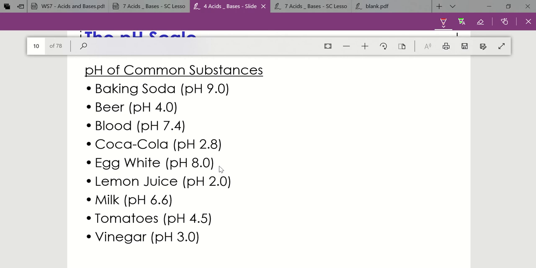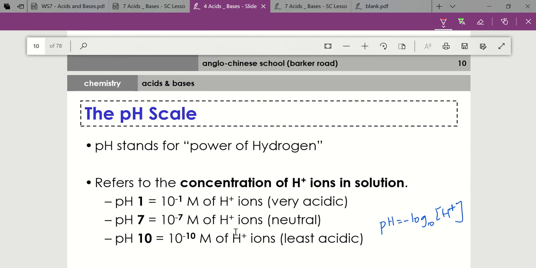Egg whites are actually acidic. That's interesting. Sorry, egg whites are alkaline, basic. So that's a bit interesting. Milk is slightly acidic. Vinegar is ethanoic acid, which is no surprise at all that it's acidic. Okay, so these are the pH of common substances. You don't have to memorize anything at all. It's just for your info.